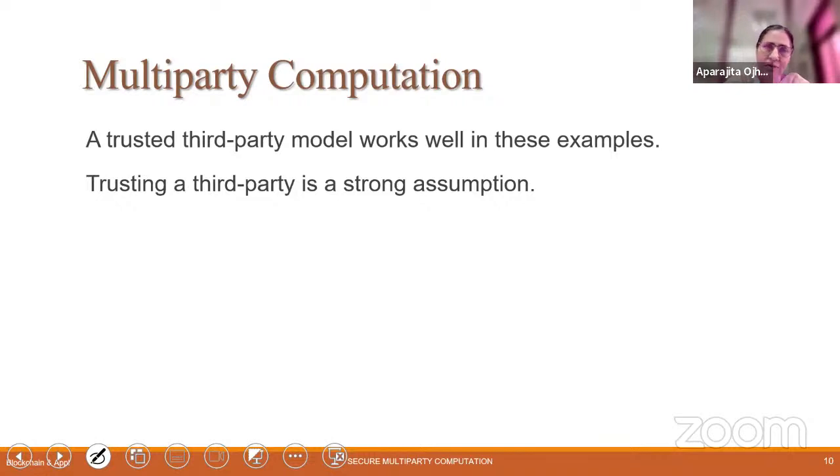You have heard several stories of hacking of so many identities, credit cards, or many other things. How has this happened? Because some servers were hacked and therefore information was leaked, right? So a trusted third party is a strong assumption. And therefore, the decentralization method that is used in blockchain technology can also play an important role here.